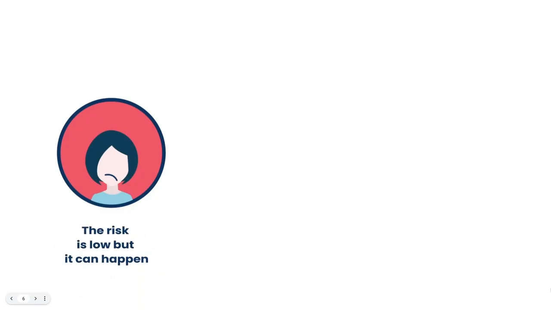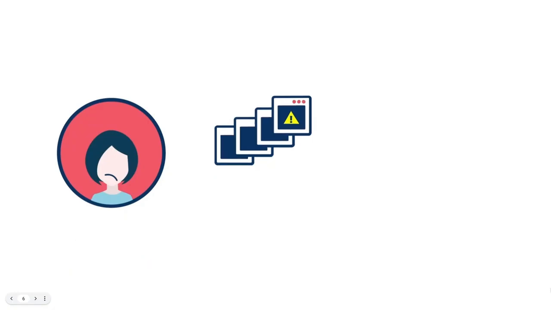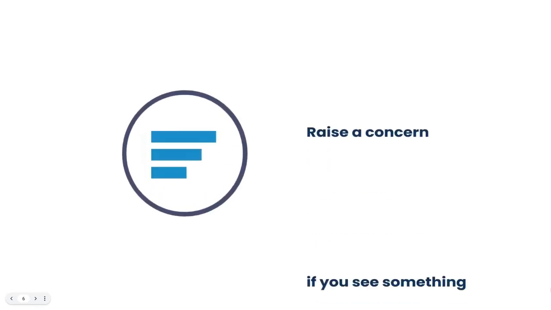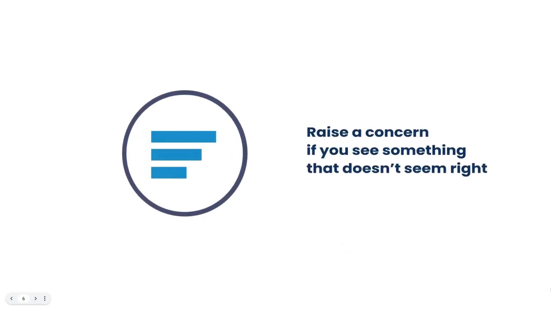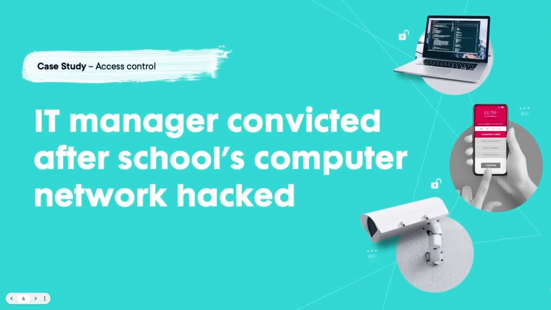If individual members of staff have increased levels of IT access, they also have the potential to cause increased levels of damage to the school's IT, either accidentally or on purpose. To help defend against this malicious activity, you should understand your school's whistleblowing policy to raise a concern if you see something that doesn't seem right. We're going to look at another short video animation. This was a rare but real event involving a disgruntled member of staff at a school.